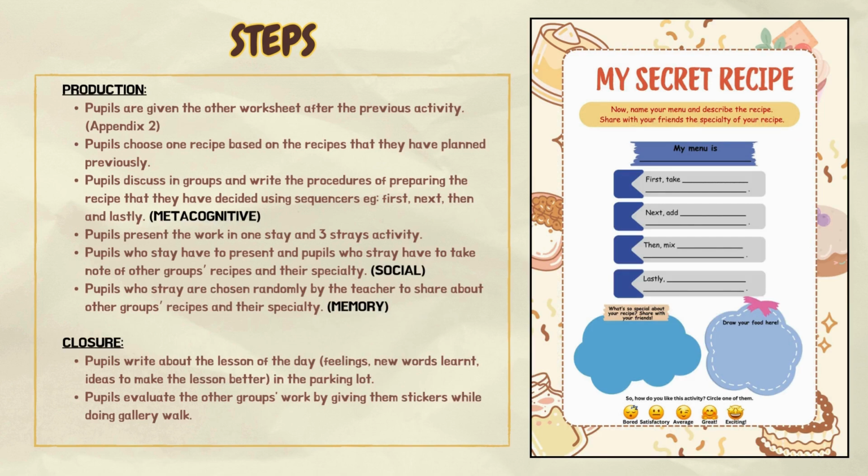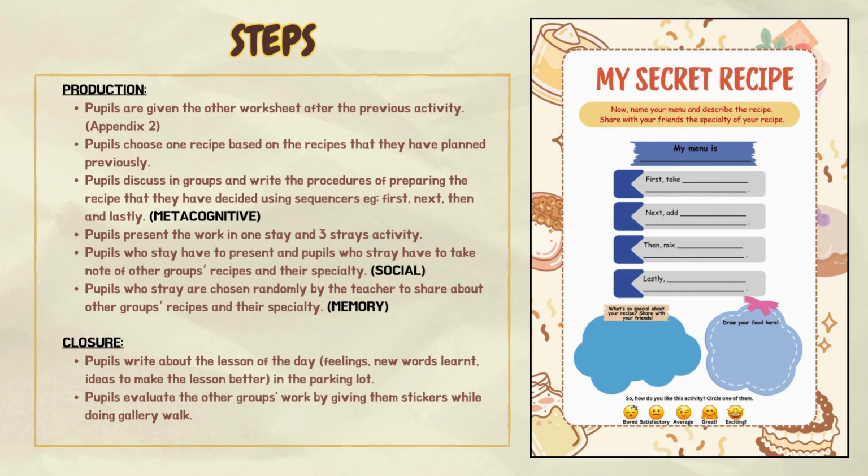As for the production stage, pupils are given another worksheet after the previous activity. You may refer to Appendix 2. Pupils choose one recipe based on the recipes that they have planned previously. Pupils discuss in groups and write the procedures of preparing the recipe that they have decided, using sequencers such as first, next, then, and lastly.